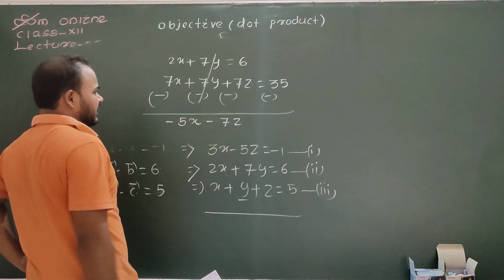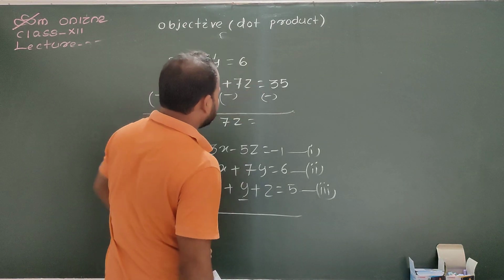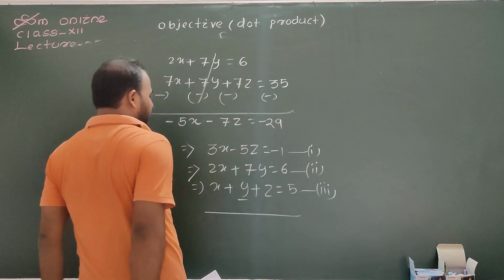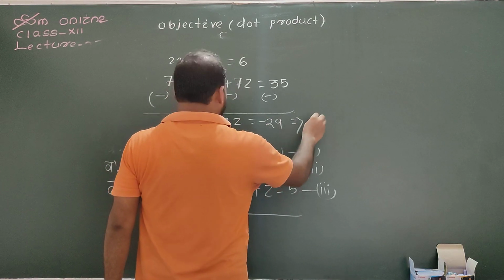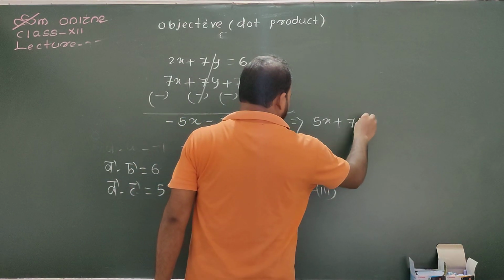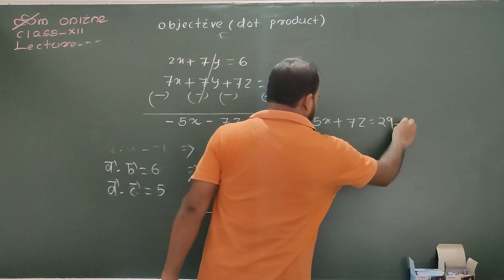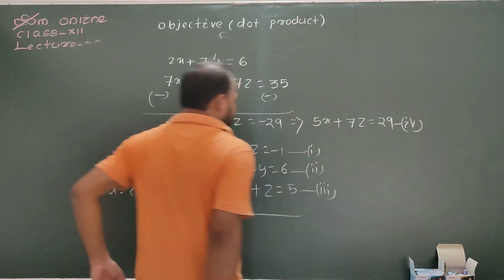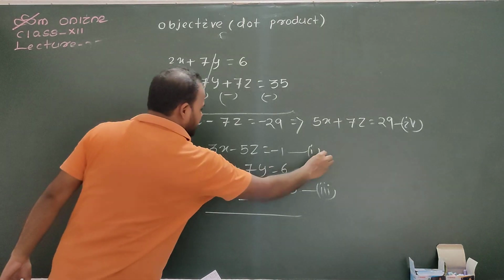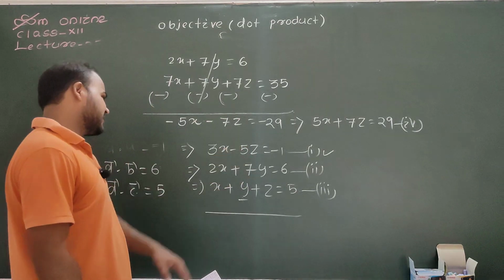Now this is minus 7z, and this is 35 minus 6, plus, minus minus 6, that is minus 29. It is written as 5x plus 7z equal to 29. Let it be equation IV: 5x plus 7z equal to 29. Now solving equation IV and equation I, cancelling whatever, that is x and z.